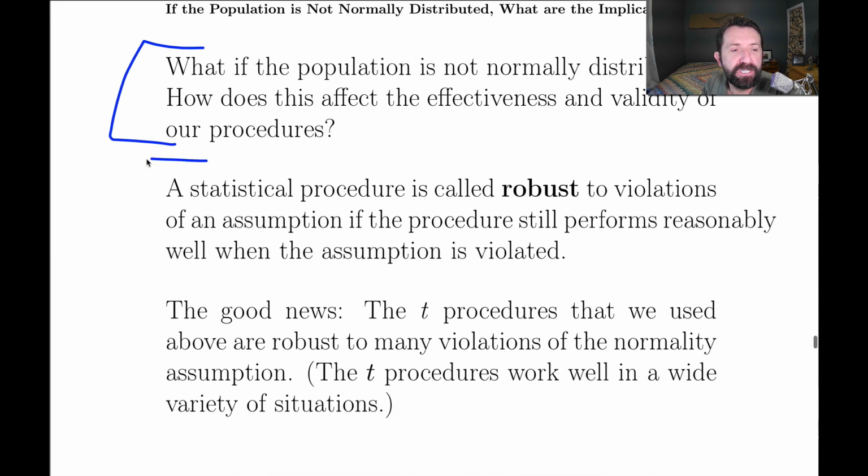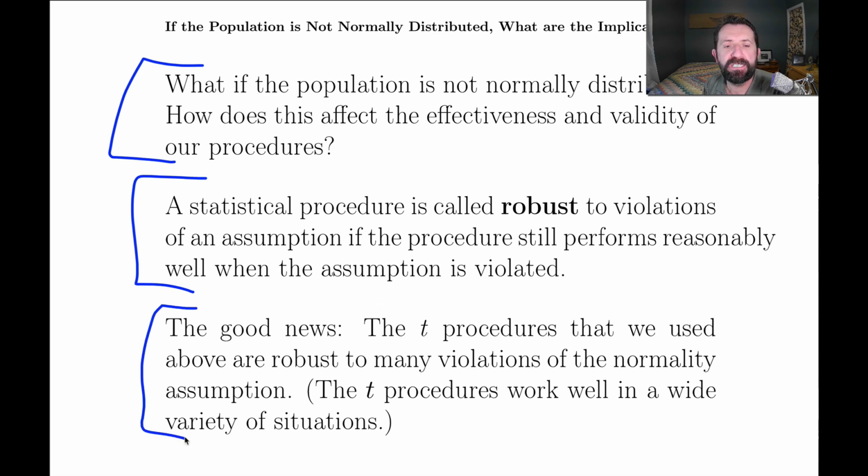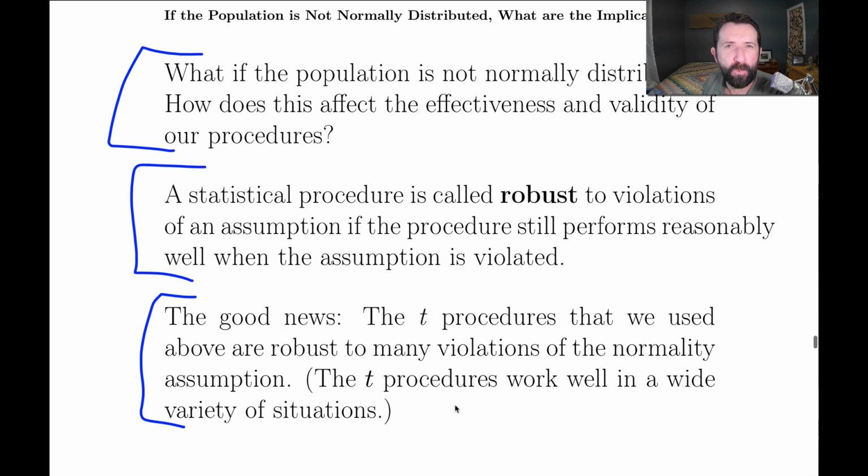Well, first of all, some terminology. A statistical procedure is called robust to violations of an assumption if it still works pretty well when that assumption's violated. And the T procedures, this is very good news, are robust to many types of violations of the normality assumption. A little bit of skewness this way, that way, just various things, doesn't quite look normal, not quite mound shaped, a little bimodal or something. The T procedure that we used here still works quite well, really quite well for some violations of the normality assumption.